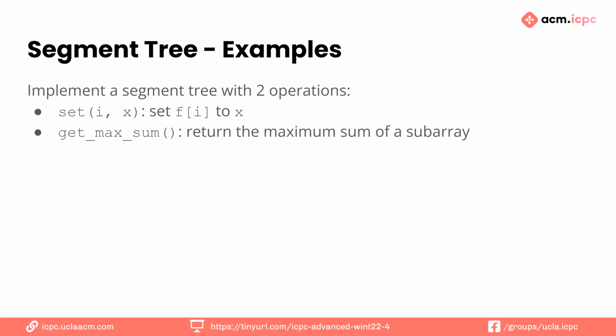But how do we find the maximum sum of a contiguous subarray? First of all, does everyone understand what that means? Can we do an example?